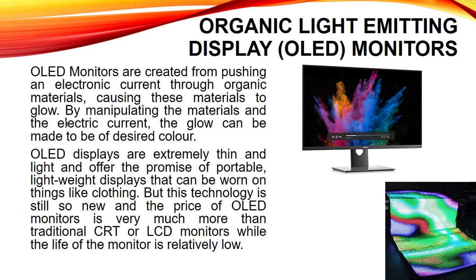Then next we have OLED, or organic light emitting display monitors. This OLED TV is a type of LED TV. It is a type of light emitting diode, but it is made in such a way that it can be easily converted into various forms. This OLED monitor is made up of flexible material that can be transformed into various shapes.